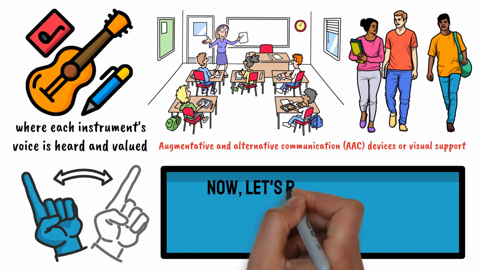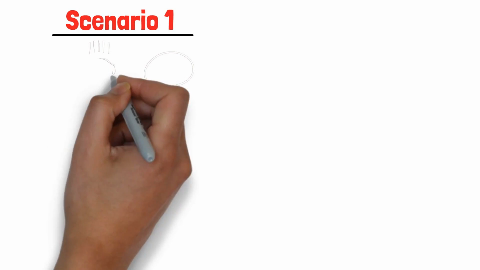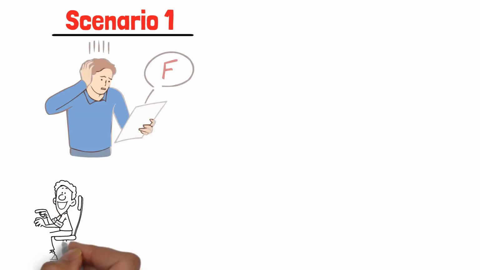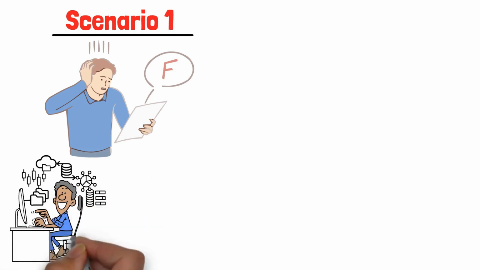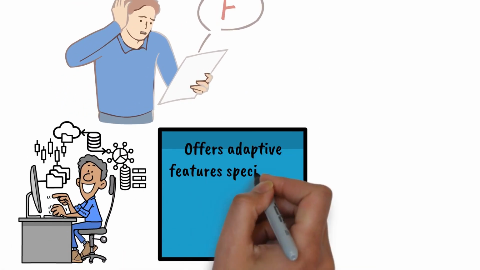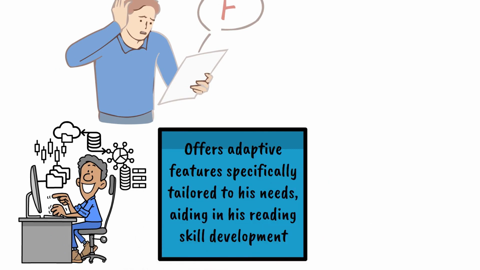Now, let's paint a picture of how these strategies blend together in the real world. Scenario 1. Consider a student facing challenges in fluency and phonemic awareness. They may benefit from a technology-based reading program like the Academy of Reading, which offers adaptive features specifically tailored to his needs, aiding in his reading skill development.